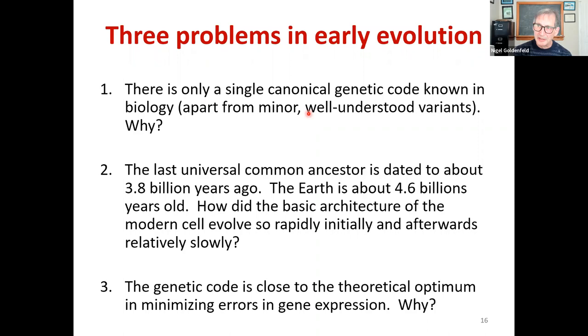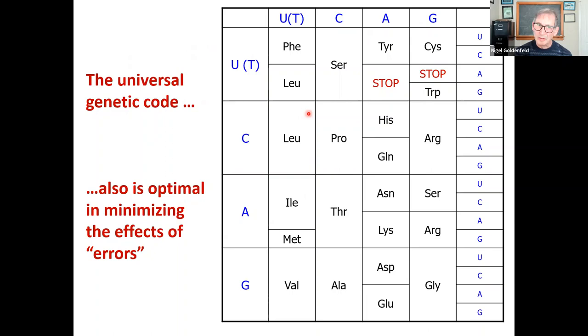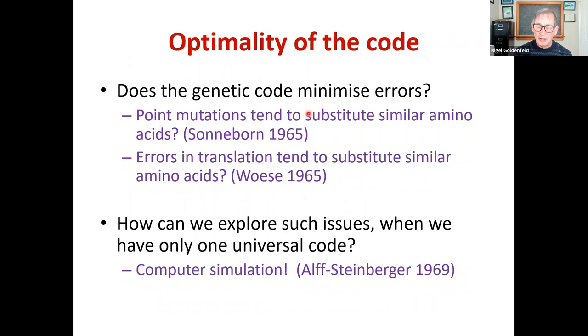And the first two questions you may already have heard about, the third one, most of you probably haven't, and that is the genetic code is close to the theoretical optimum in minimizing errors in gene expression. And we'd like to understand why that's the case. So how do we know that that's true? Well, here again is the canonical genetic code that I showed you before. What one does is one tries to ask the following question.